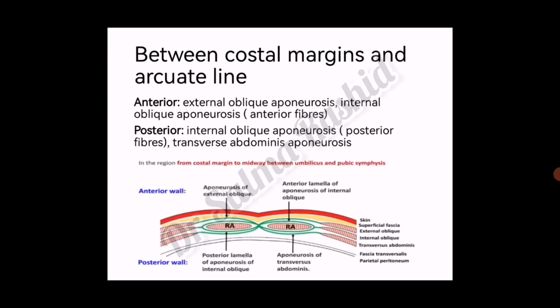Now between the costal margins and the arcuate line, anteriorly you can see there is external oblique aponeurosis and internal oblique aponeurosis anterior fibers. And posteriorly, you can see in this picture the rectus sheath has internal oblique aponeurosis posterior fibers and transverse abdominis aponeurosis. And you can see the internal oblique aponeurosis has completely covered the rectus abdominis muscle from anterior to posterior.